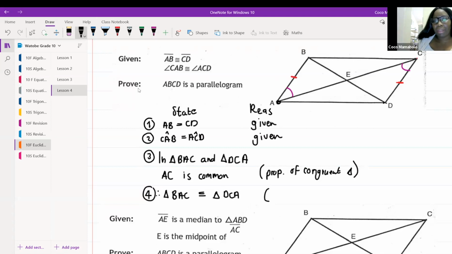Now, what is my reason, by the way? What is my reason for congruency here? Is it SSS? Is it ASA? What is it? Okay, Moteo, you are 100% correct. We've got two sides and an angle in between. Therefore, it is SAS.